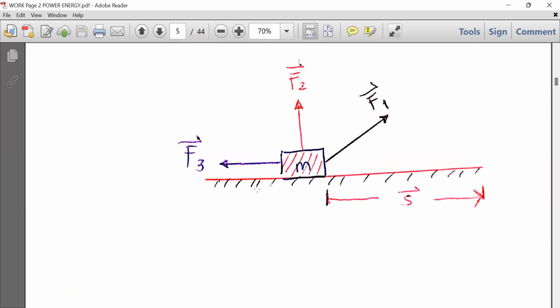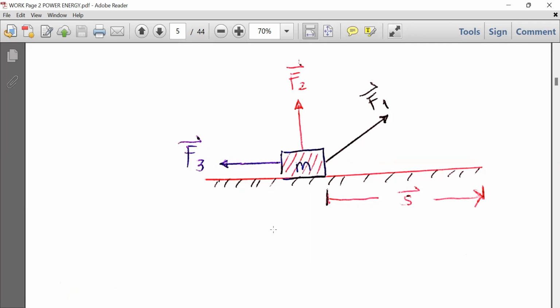How about if we have a box and there are three forces acting on this object? How are we going to get the work done by F1, F2, and F3? This one is upward, okay? And F3 is acting in the opposite direction of the displacement, while F is applied at a certain angle. Someone is pulling this box at a certain angle. So how are we going to solve for the work done by F1, F2, F3?